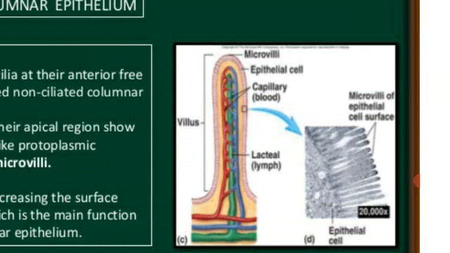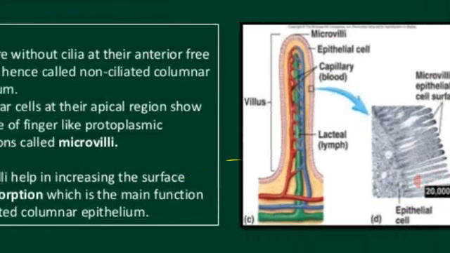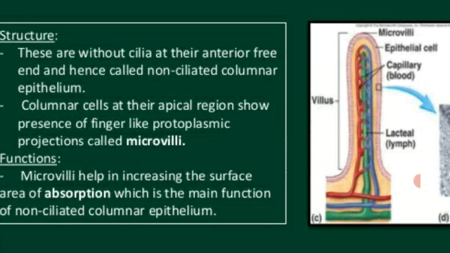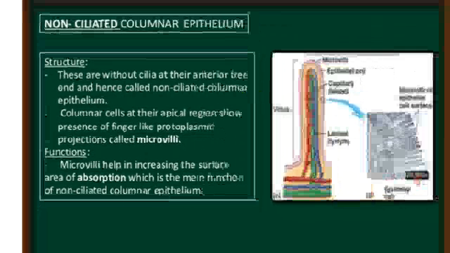Microvilli of the epithelial cell surface may be shown, and these are without cilia at their anterior free end and hence known as non-ciliated columnar epithelium. These protoplasmic projections are known as microvilli. Microvilli help in increasing the surface area of absorption, which is the main function of non-ciliated columnar epithelium.